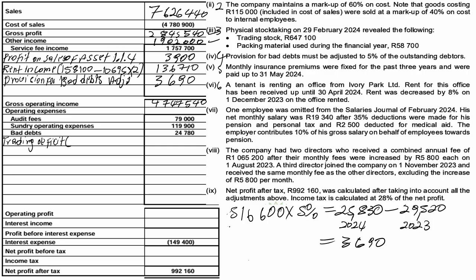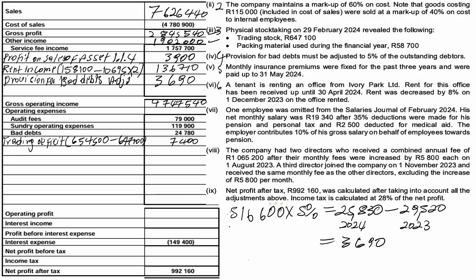right? So we revealed that in our books we have trading stock of how much? 654,500. And then we minus retaining stock from the physical stock taking of 647,100. So the trading stock deficit now will amount to 7,400.